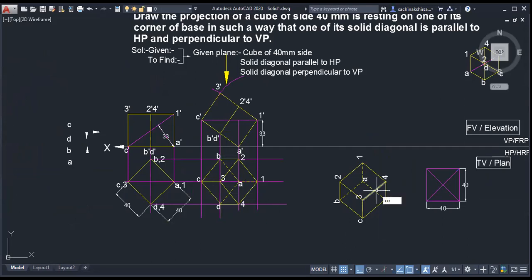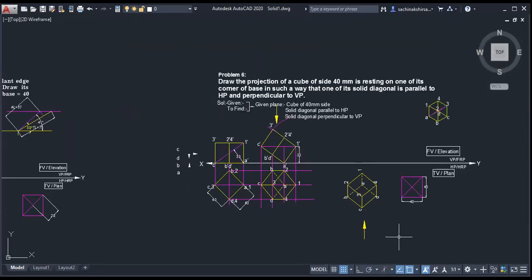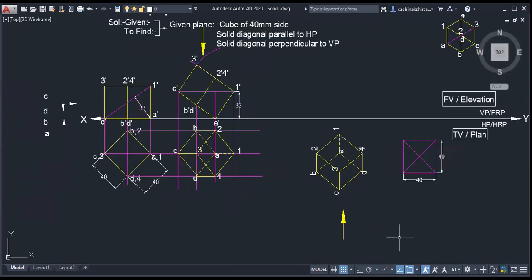While completing the view, you can apply our earlier logic and you can complete it. Is it possible for you to complete? Yes, sir.